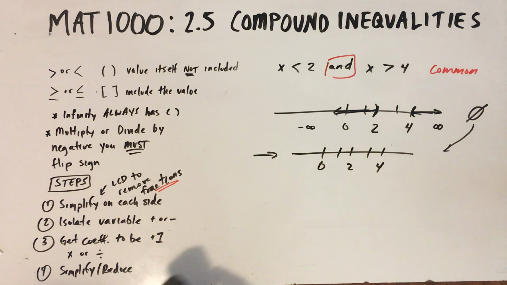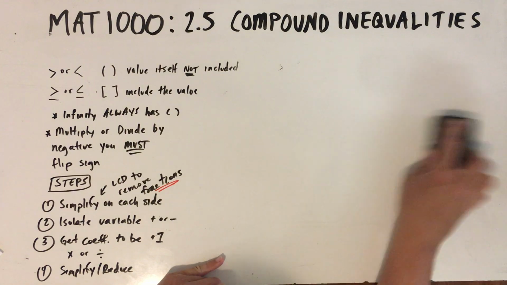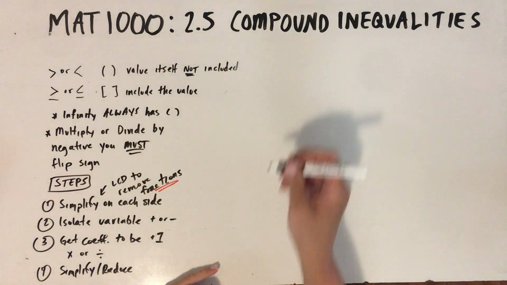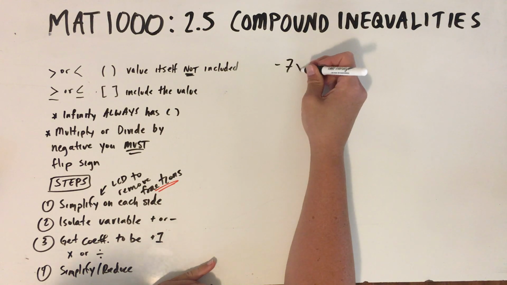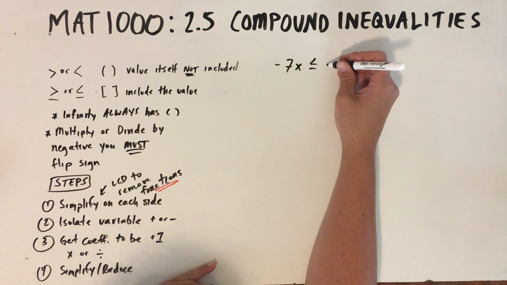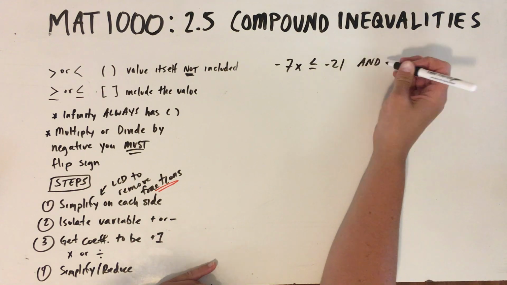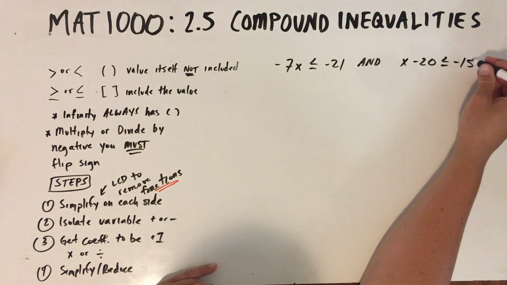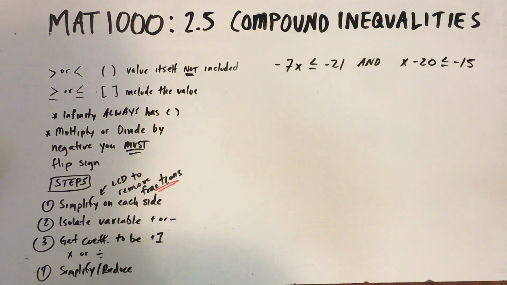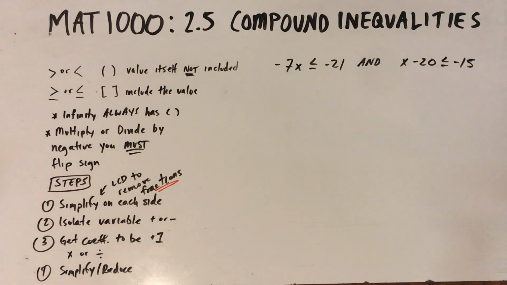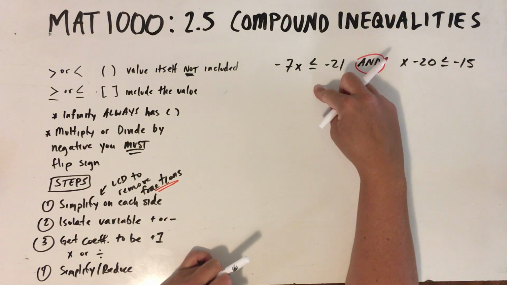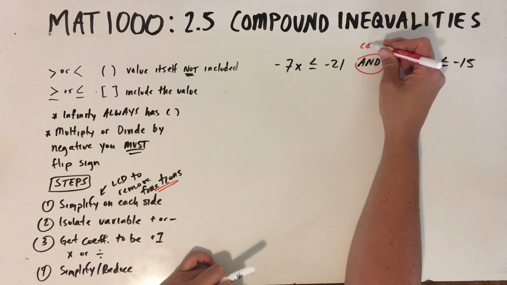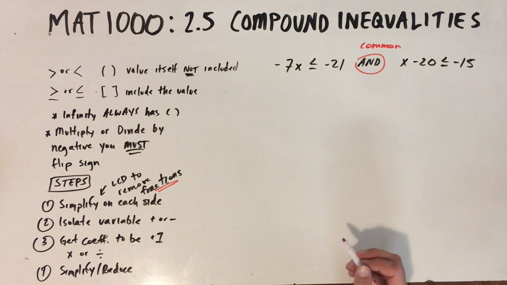So let's try another one. All right, so we have -7x is less than or equal to -21, and x minus 20 is less than or equal to -15. Remember that and isn't just where this one is true or this one is true, it's where they're both true. So we're looking for what overlaps, what they have in common.